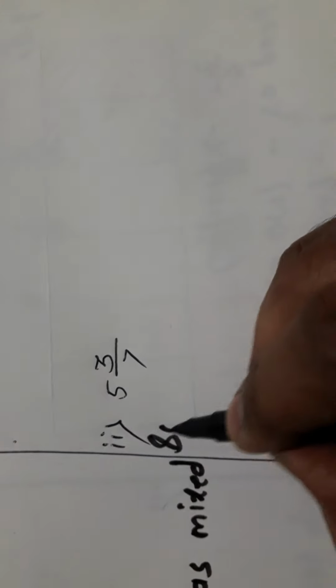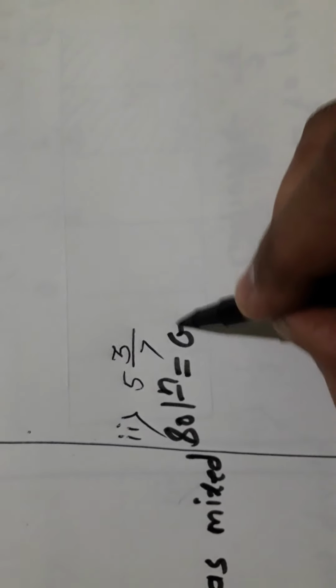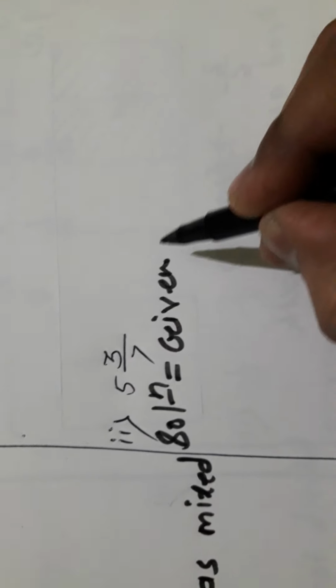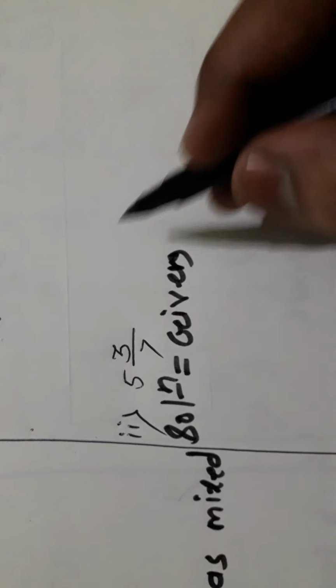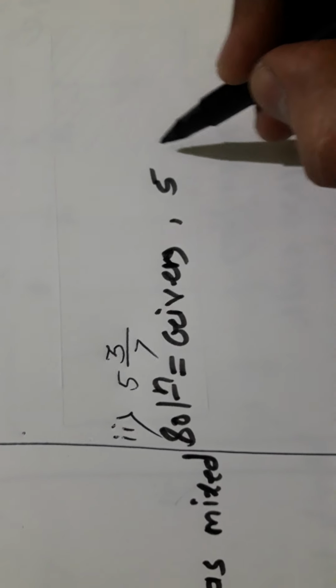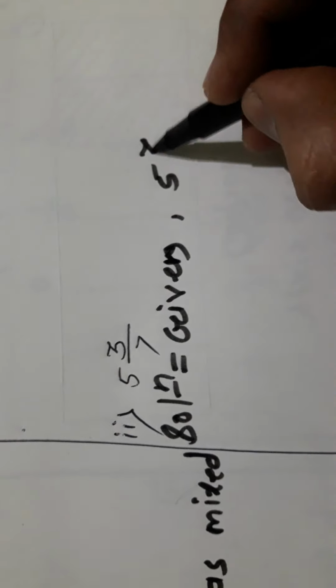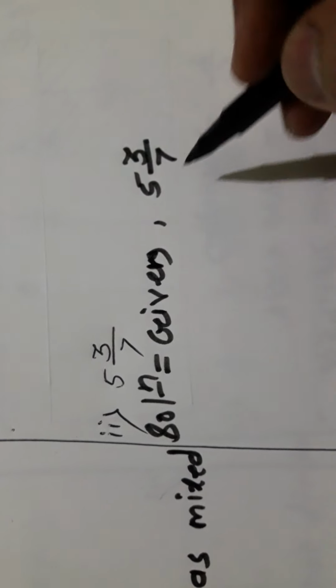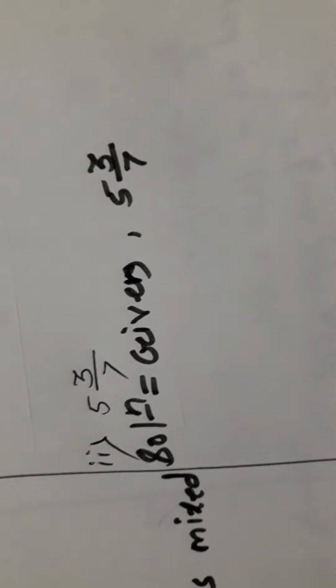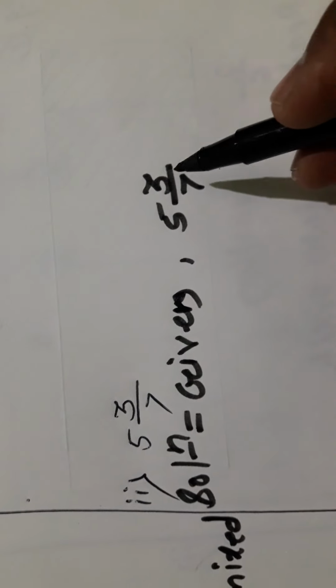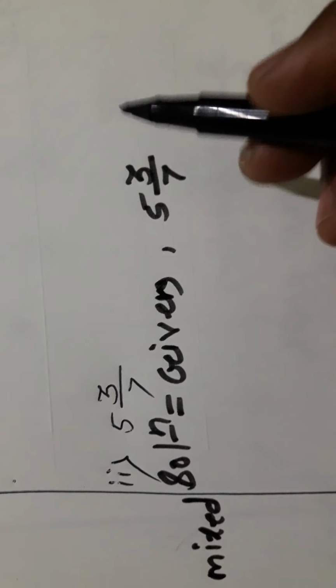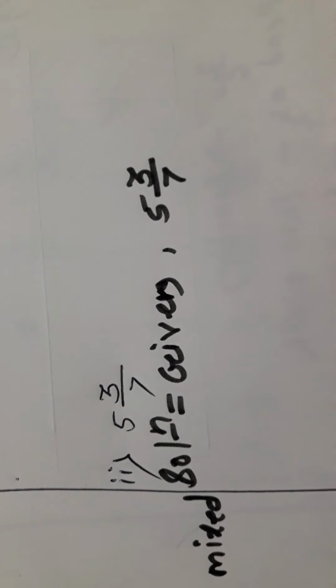Once again, one example I will show you. Look here. Solution given. What is given? 5 and 3/7, or we can say 5 and 3 upon 7. We are going to convert this given mixed fraction into the improper fraction.